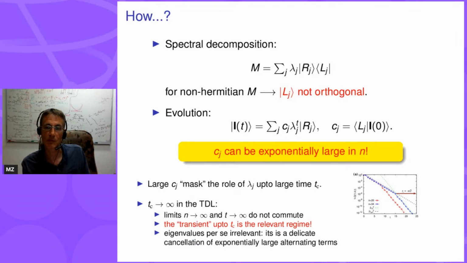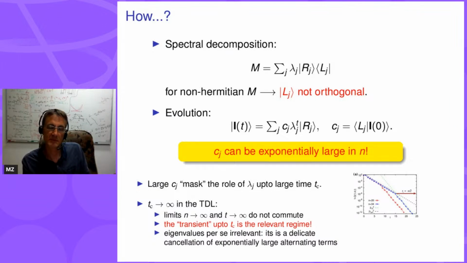Fine. But now in a many-body system where you have some parameter, the size of this matrix, determined, say, by the number of qubits, n in our case, it can happen that as you increase n, these expansion coefficients get larger and larger. They can get exponentially large. And so these very large expansion coefficients can mask the role of eigenvalues up to larger and larger times. And if this time when the asymptotic lambda 2 decay really kicks in, which I'm denoting by Tc, goes to infinity in the thermodynamic limit as you increase system size, then you have a situation where the limits system size to infinity and T to infinity don't commute. And because you have to take the limit n to infinity first, it's really this first regime up to time Tc which is relevant, which in principle is like a transient regime, but this is the relevant one in the thermodynamic limit.